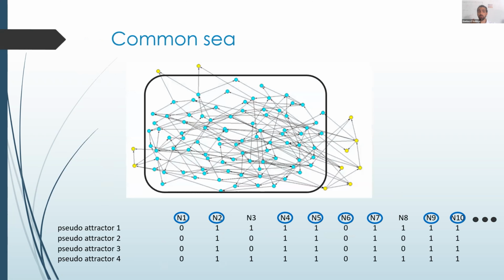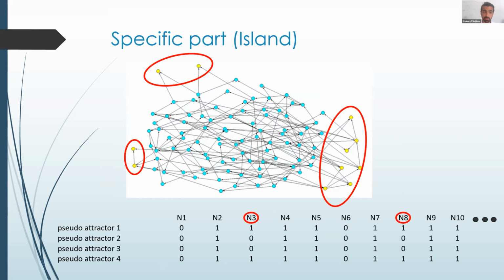Using now the concept of the pseudo-attractor, we can look at the network and all its pseudo-attractors. Doing that, we can define the common C. That is defined by all the nodes that maintain the same state value in all the pseudo-attractors. As you can see from the figure, the common C takes most of the network, typically 70 or 80% of it. And the rest of the network is made up of the specific part, called island, just to match the idea of the common C. Those are nodes that appear to have different states in different pseudo-attractors.